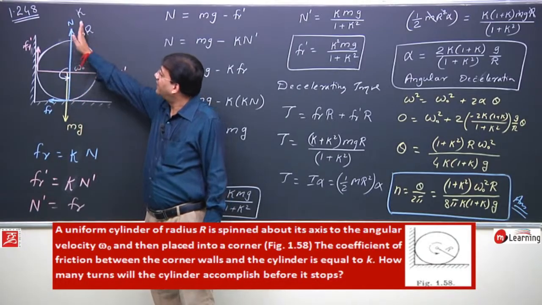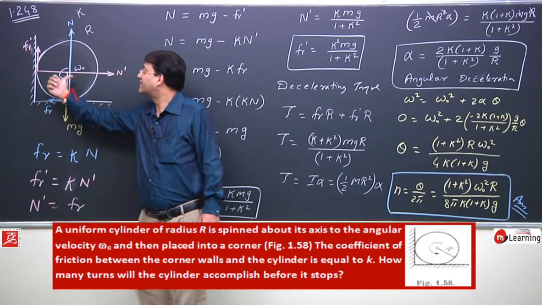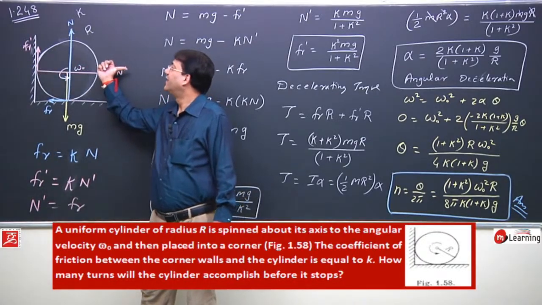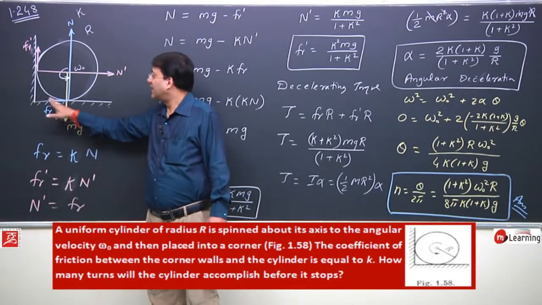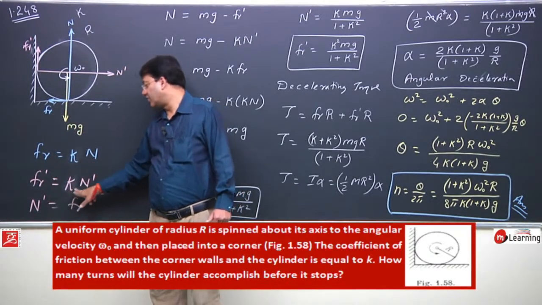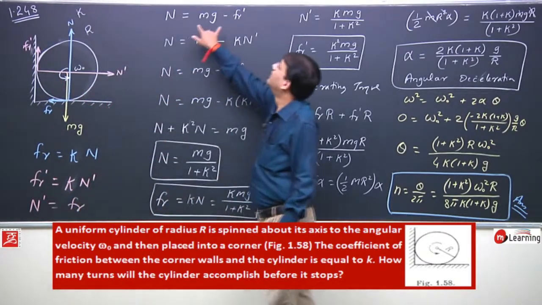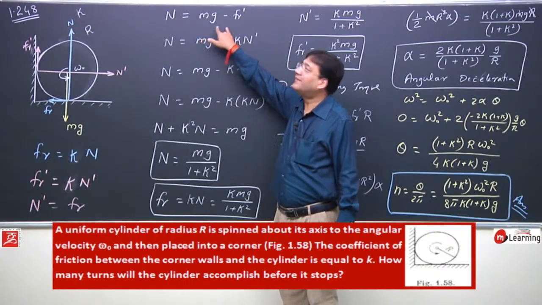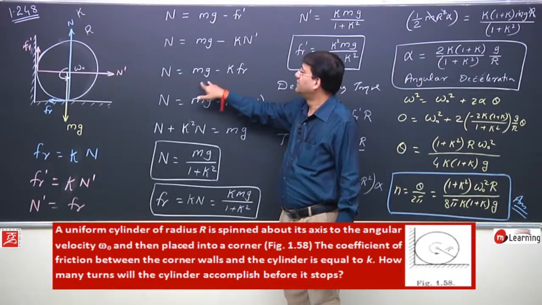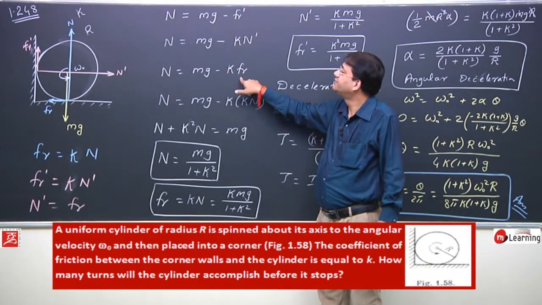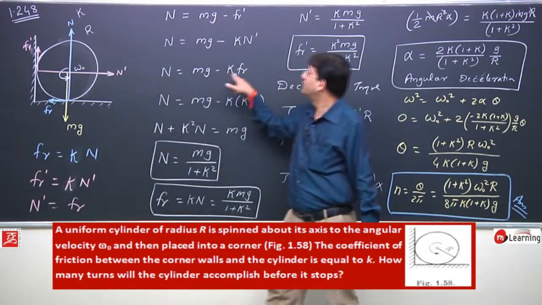Mg, normal reaction, and due to that normal reaction there is a frictional force, and due to that frictional force there is normal reaction N dash here, and due to this normal reaction N dash, frictional force Fr dash here. This Fr equal to k into normal reaction, Fr dash equal to k into N dash, N dash equal to Fr. N is equal to mg minus Fr dash, N equal to mg minus Fr dash की जगह k N dash लिख दिया, N dash की जगह Fr because N dash equal to Fr.